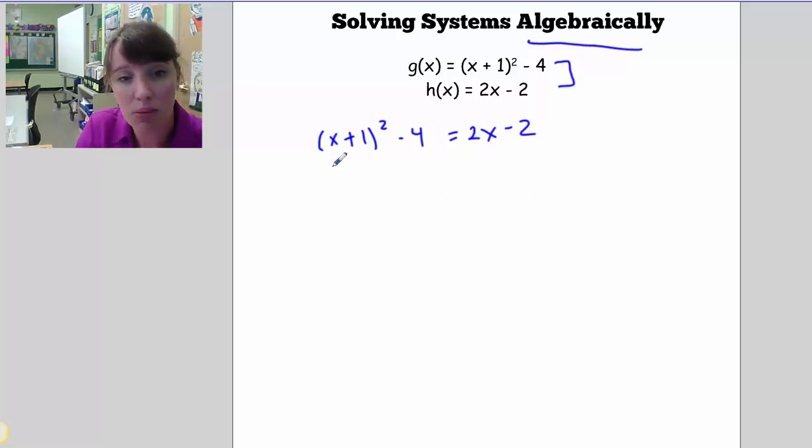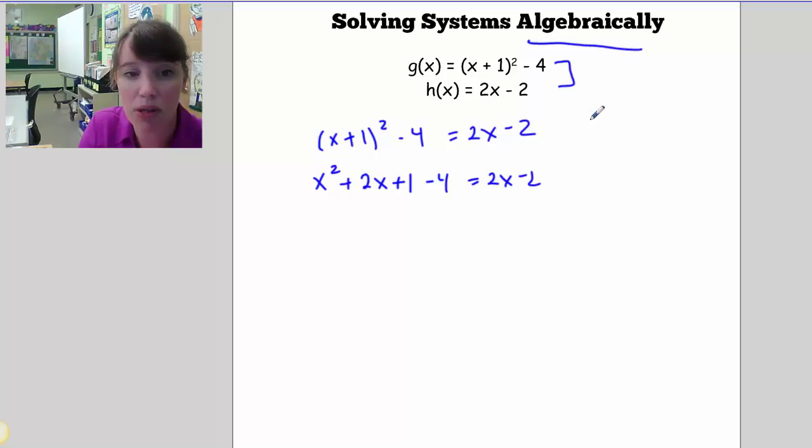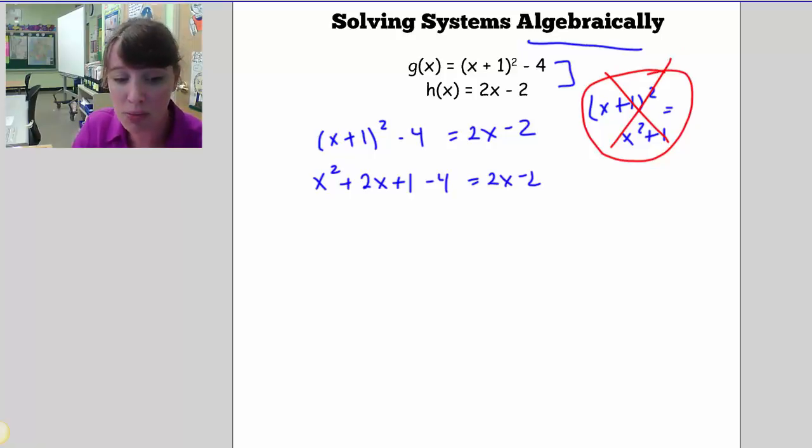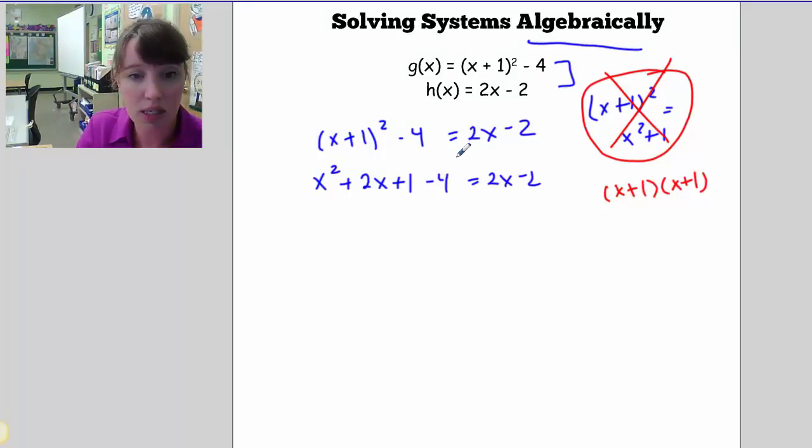All right, so here I'm just going to go ahead and square this binomial. So this is x squared plus 2x plus 1 minus 4 is equal to 2x minus 2. Remember that a common mistake here is just saying that it's x squared plus 1. That's absolutely incorrect. You don't just square the terms in the binomial. You actually have to work it out. So x plus 1 times x plus 1, you'd have to take x and multiply it by x plus 1, and 1 times x plus 1, and it should get you this right here. Okay, let's clean this up on the left-hand side here. So we have x squared plus 2x minus 3, and that's equal to 2x minus 2.